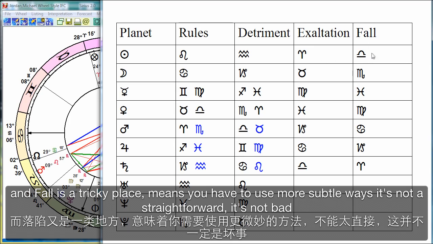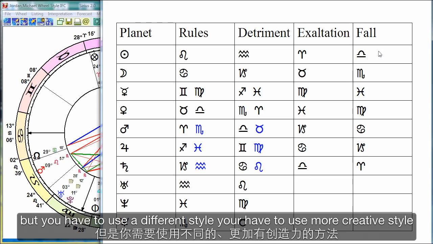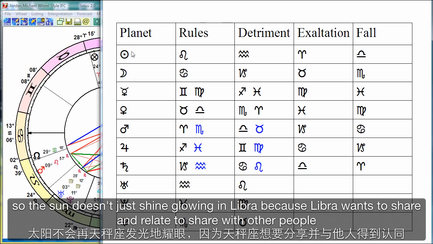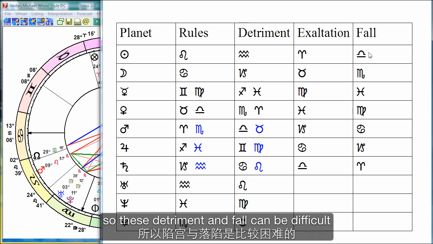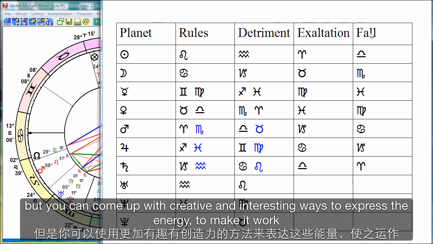And the fall is a tricky place. It means you have to use more subtle ways. It's not as straightforward. It's not bad, but you have to use a different style. You have to use a more creative style. So the sun doesn't just shine glowingly in Libra, because Libra wants to share and relate and wants to share the light with other people. So these detriment and fall tend to be difficult, but you can come up with creative and interesting ways to express the energy to make it work.